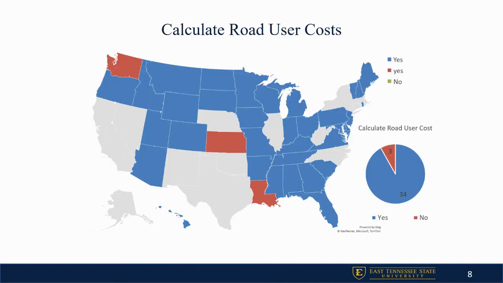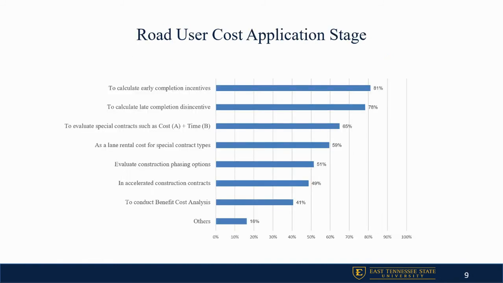The results of the survey are summarized into the application of road users cost and the road users cost calculation methodology. Now, a total of 37 states responded to the survey questionnaire, and we discovered that 34 states out of the 37 states calculate road users cost in the United States.